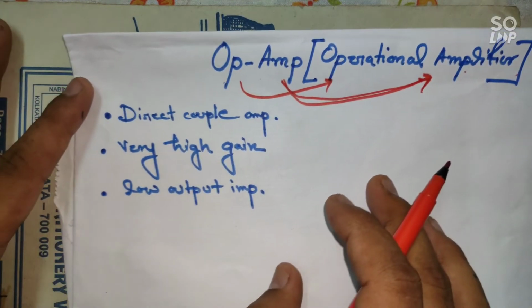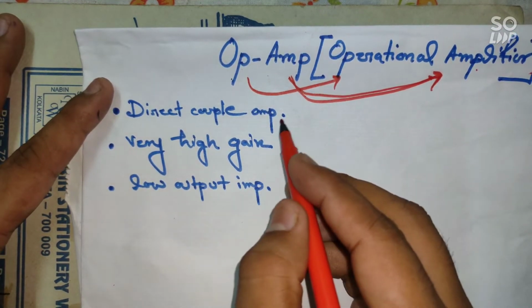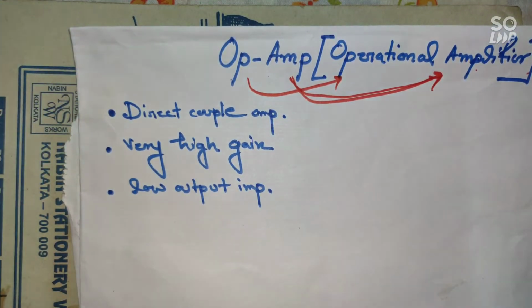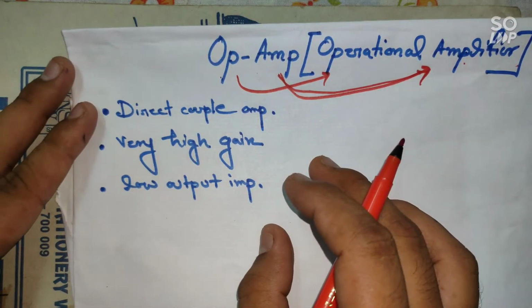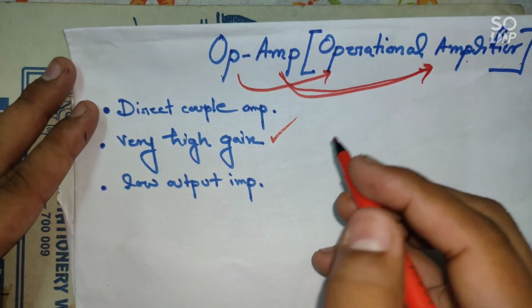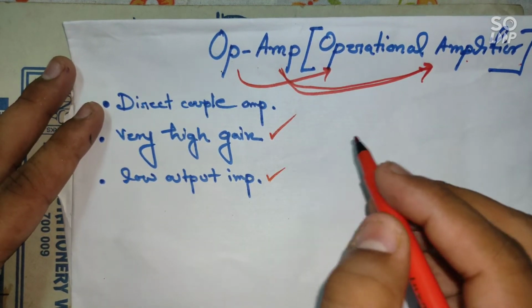Now the op-amp is a direct coupled amplifier, meaning there is no use of a capacitor for cascading the amplifier stages inside the op-amp IC. An op-amp has a very high gain and a low output impedance.